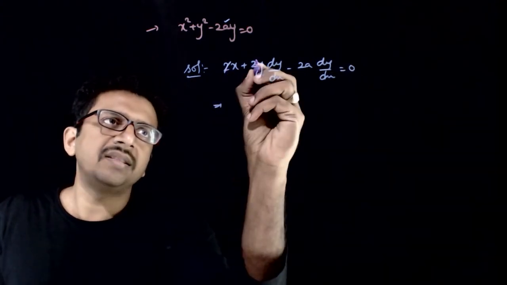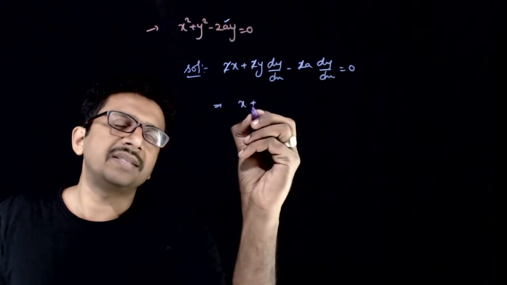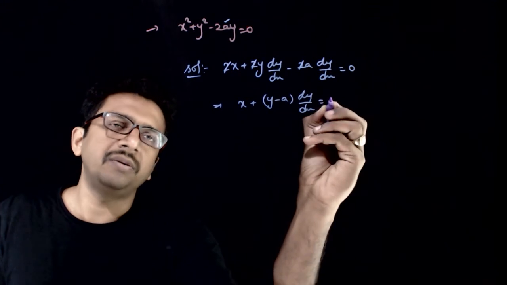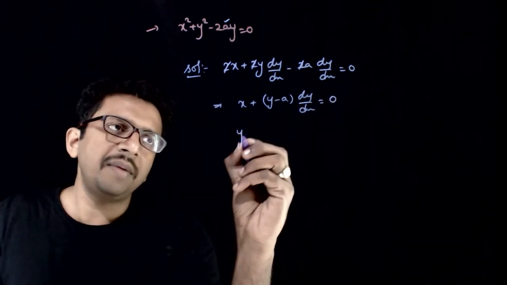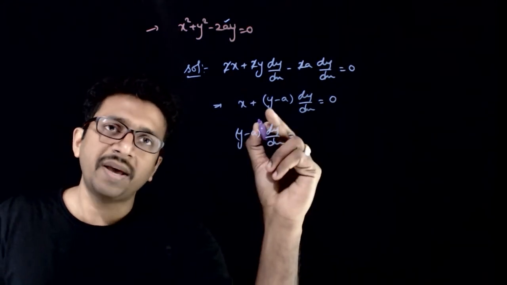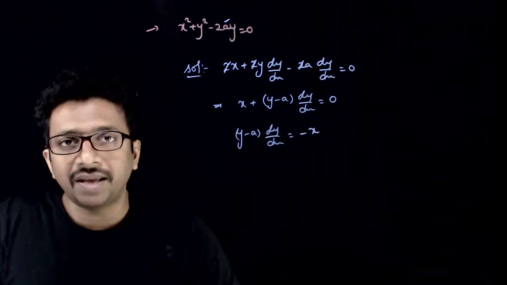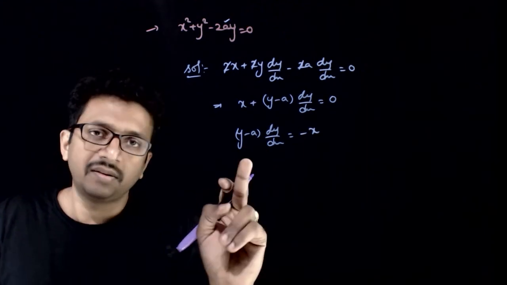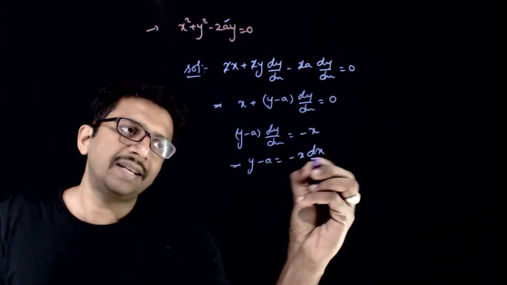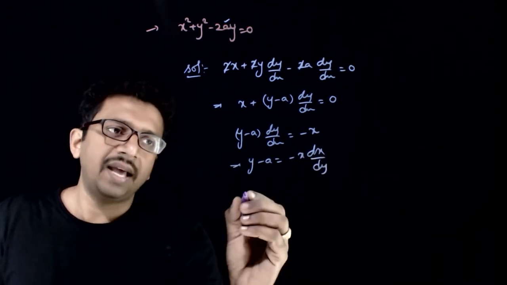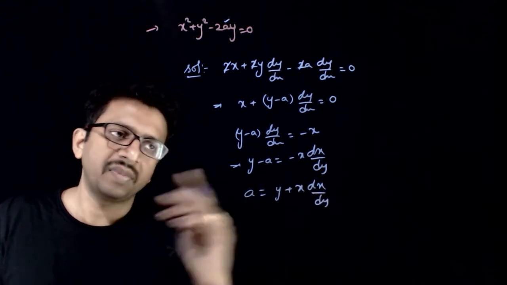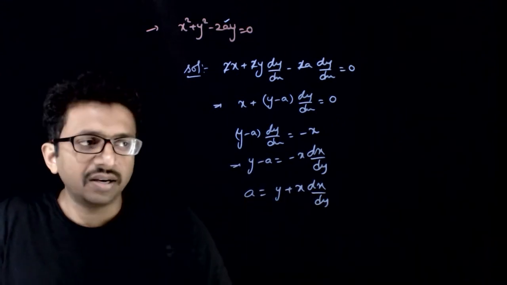So this implies, if I cancel this 2 out, x plus (y minus a) times dy by dx is equal to 0. So (y minus a) times dy by dx is equal to minus x. This implies y minus a is equal to minus x dx by dy, hence a is equal to y plus x dx by dy.